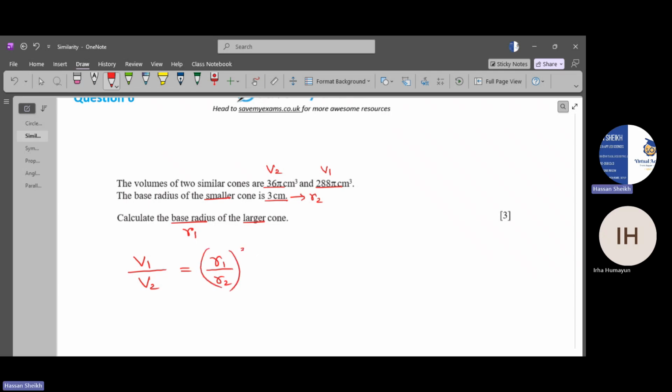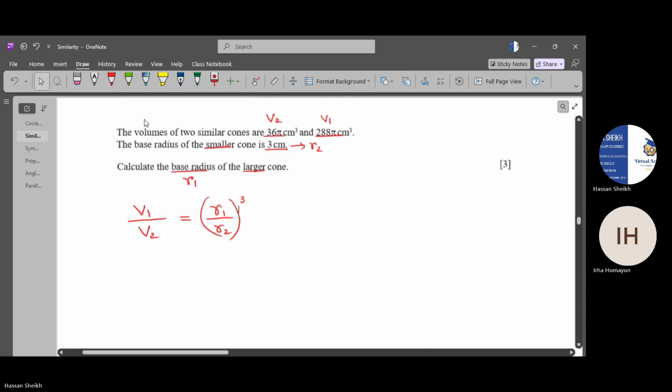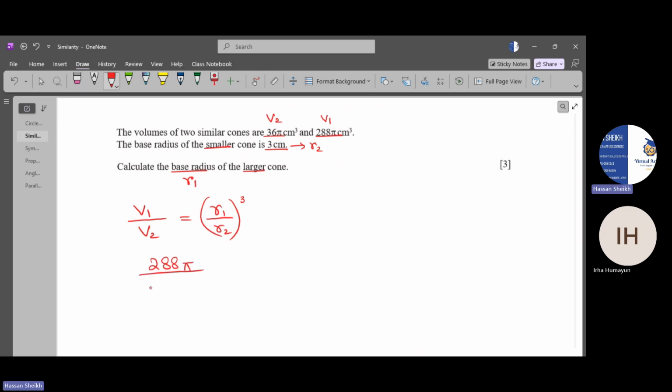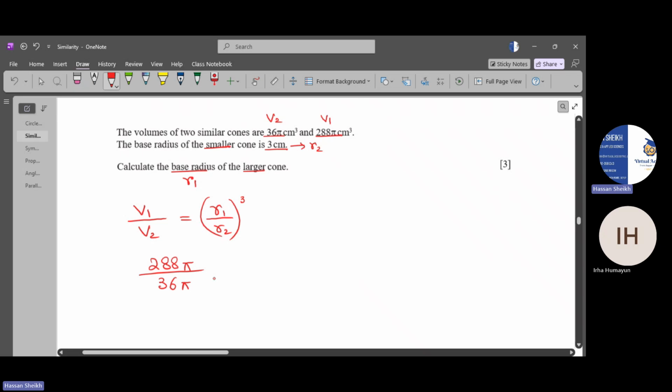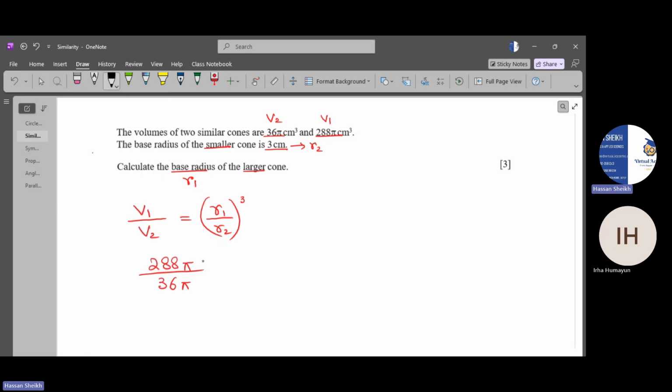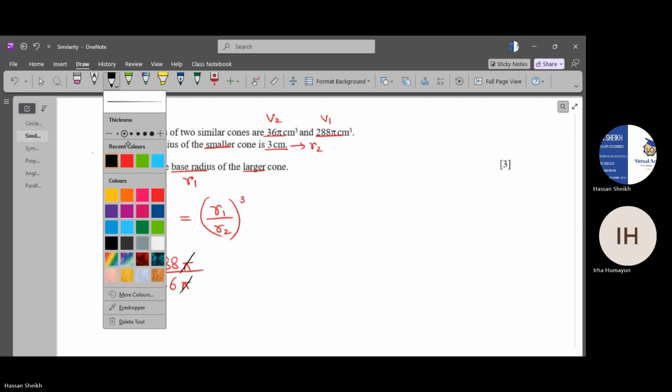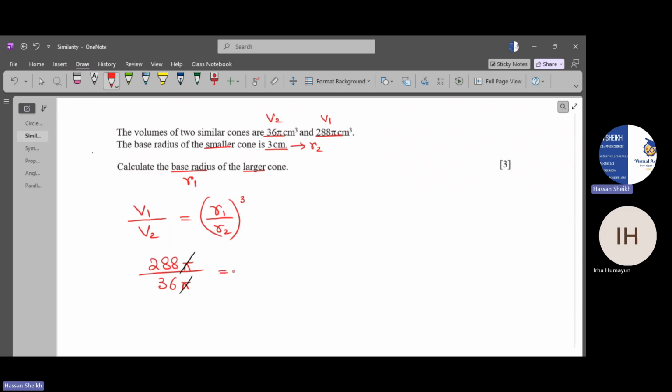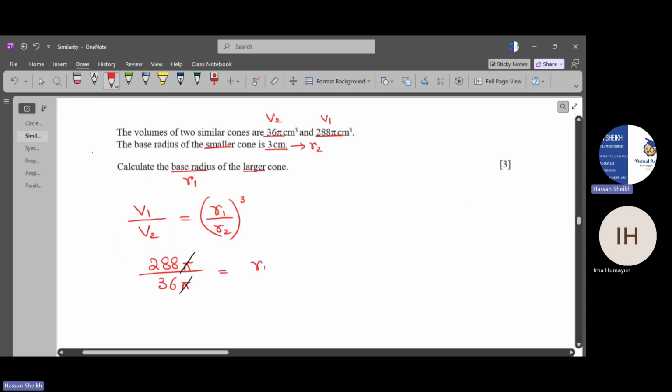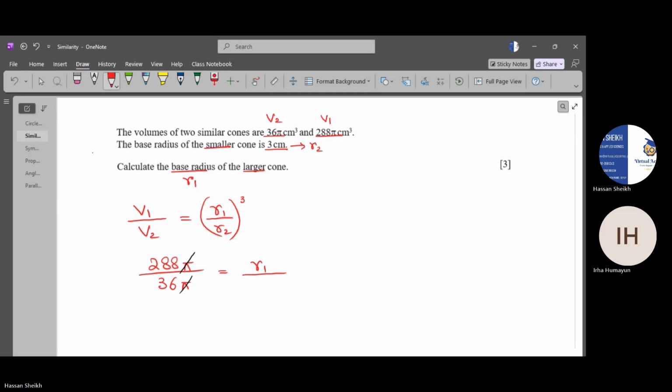Is that the formula that you have used? Yes, sir. So 288 pi divided by 36 pi. Do you agree that pi would be cancelled with the pi? Yes. Equals to R1. We need to find R1. Divide, maybe you are right. How much have you got? 6. Very well done. You have got it correct. Any doubt? No, sir.